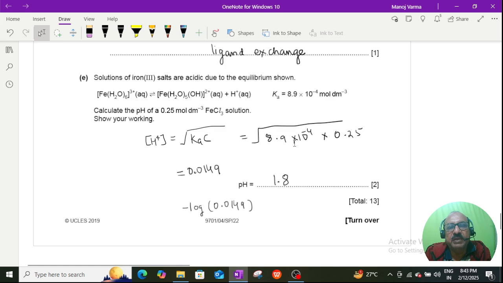Put the values of Ka and the value of C, take the square root. That gives you the concentration of H plus. Then you apply the formula of the pH being negative log of the H plus. Negative log of this value gives you a pH of 1.8. So that's the answer. So I have discussed question number 7 of the sample paper.